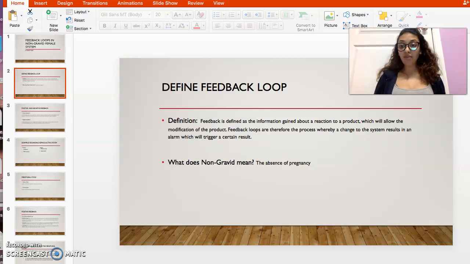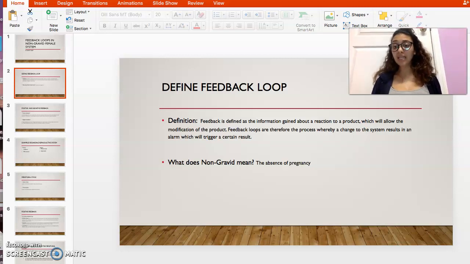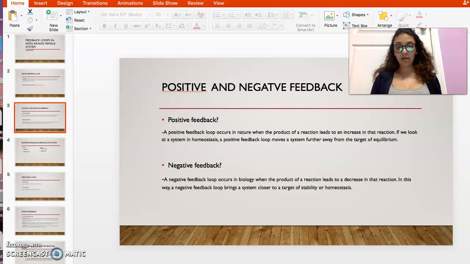So what does non-gravid mean? It's very simple, although it sounds a little complicated. It just means the absence of pregnancy. And gravid means the opposite. Now moving on to positive and negative feedback.